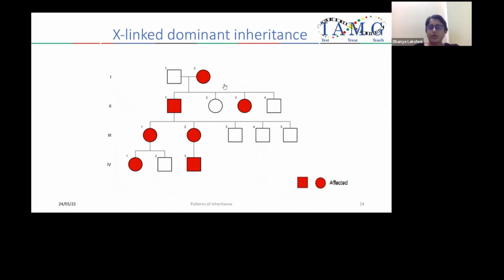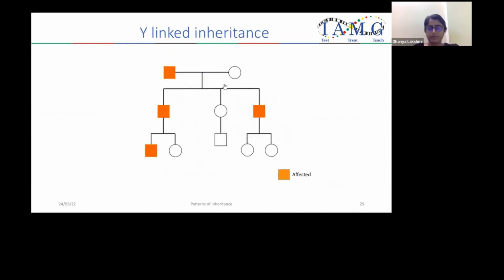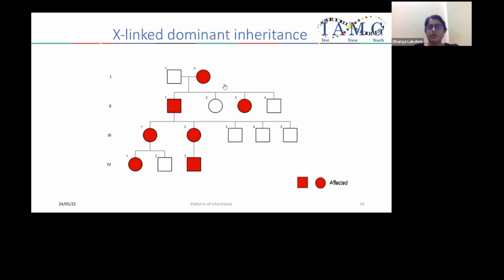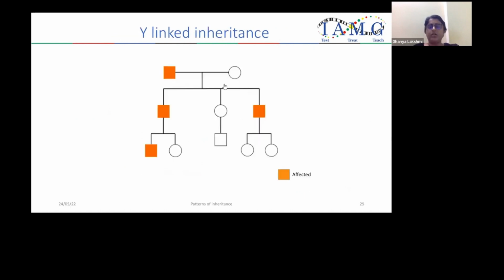Now coming to X-linked dominant inheritance. Here, like an autosomal dominant pedigree, multiple individuals in multiple generations can be affected, and males and females can be affected, and male to male transmission is actually not seen. So that is the point that distinguishes this particular pedigree from an autosomal dominant pedigree. Some of the examples for X-linked dominant inheritance include Rett syndrome, incontinentia pigmenti, etc.